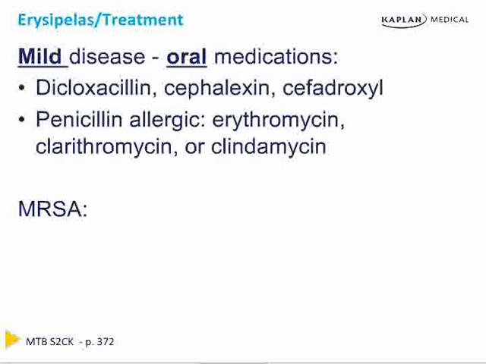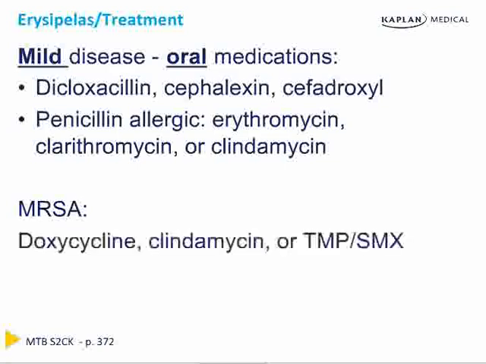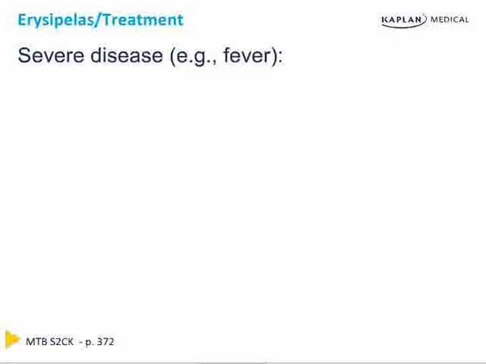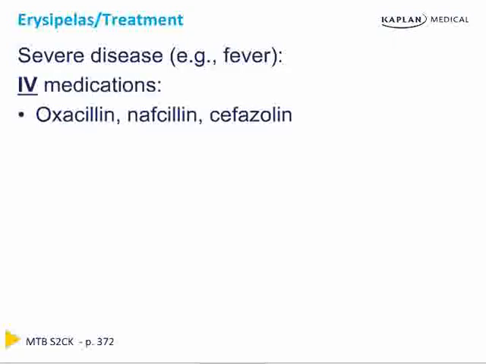Now, MRSA, and again, you'd have to be told in a question: doxycycline, clindamycin, trimethoprim-sulfamethoxazole. But that's only for minor stuff in the skin. This would not be the answer for MRSA in the bloodstream. When disease is severe, you need intravenous medications like oxacillin, cloxacillin, dicloxacillin, and nafcillin. Cefazolin is a first-generation cephalosporin. It's the intravenous equivalent of cephalexin.